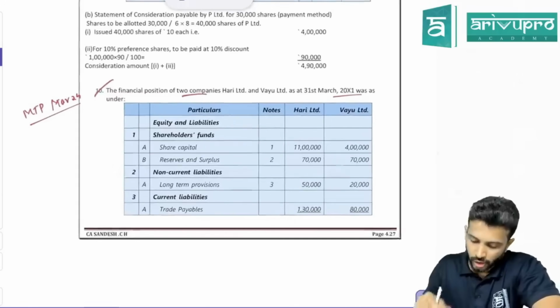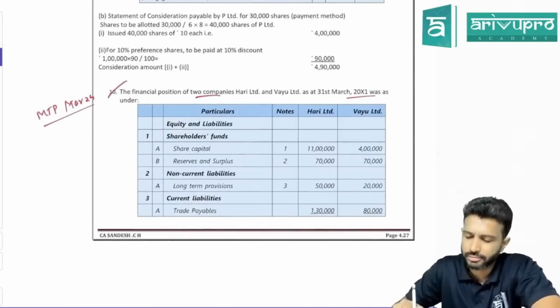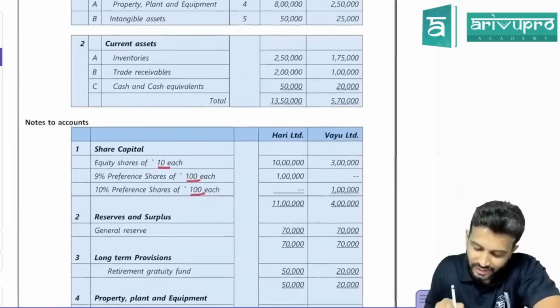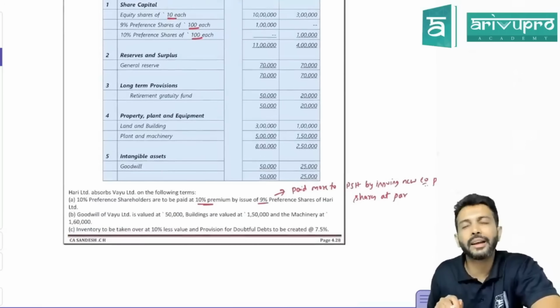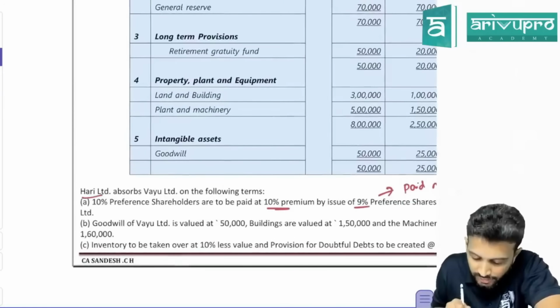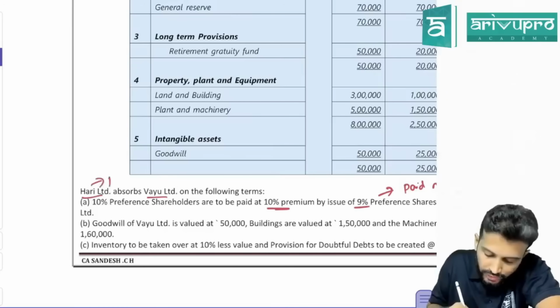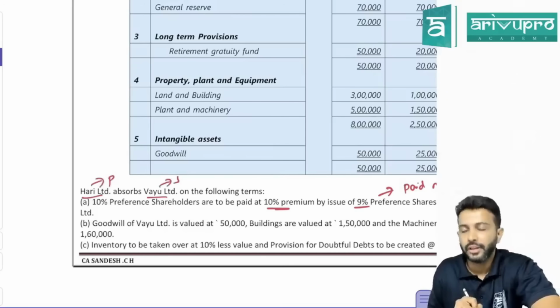Okay, same. So they've given the balance sheet. We know the balance sheet is a waste. Just be aware of the face value of each share. That is good enough for us. Then we'll directly dive into the adjustments. Sir, Hari Limited absorbs Vayu. So Hari is the purchasing company. Vayu is the selling company.